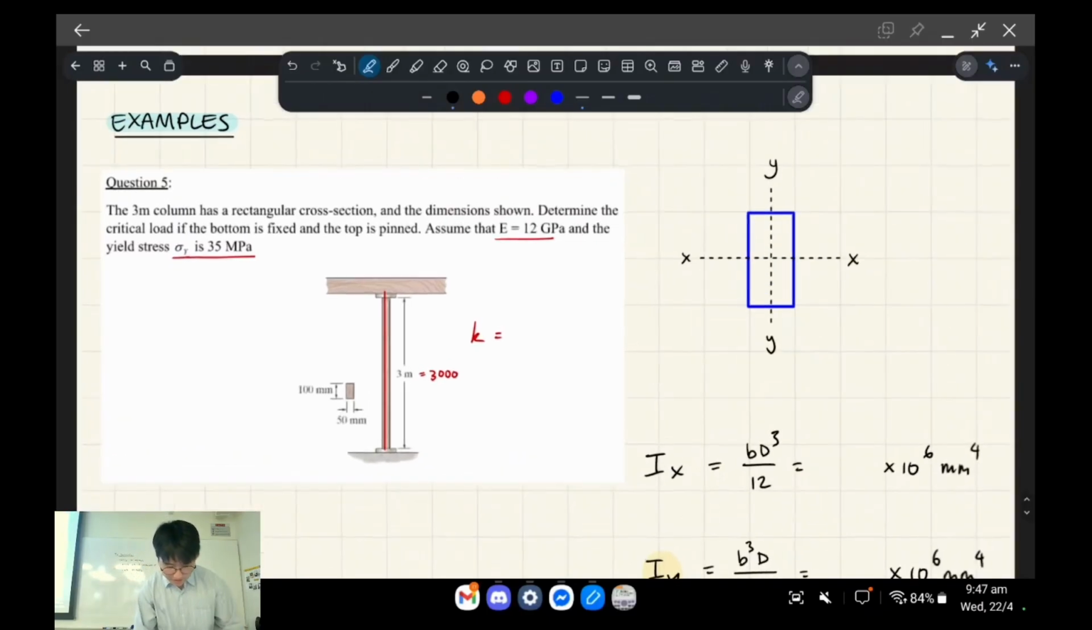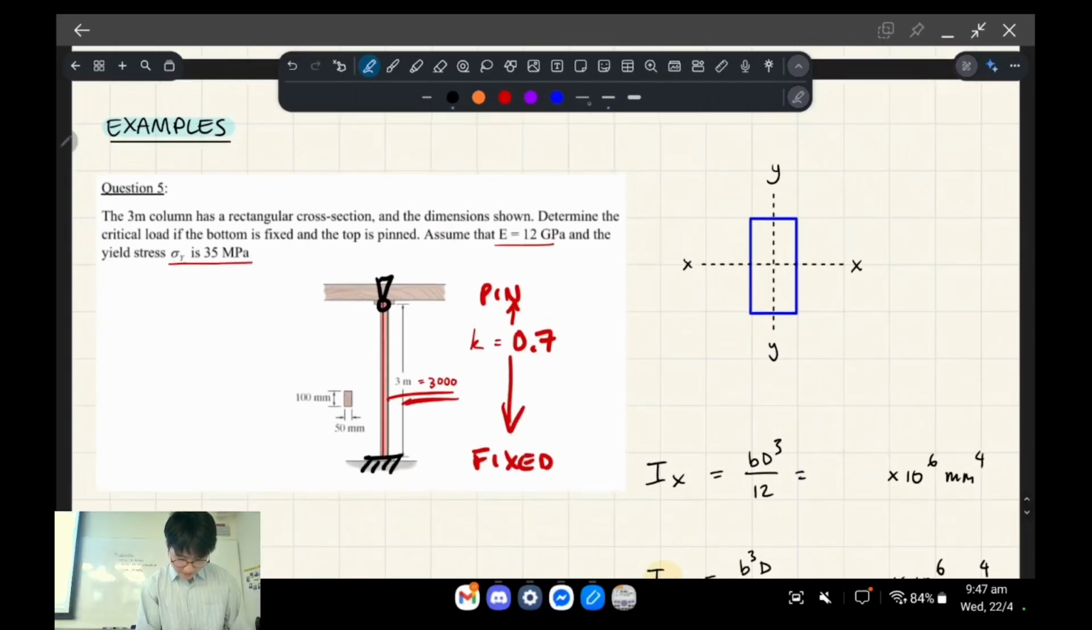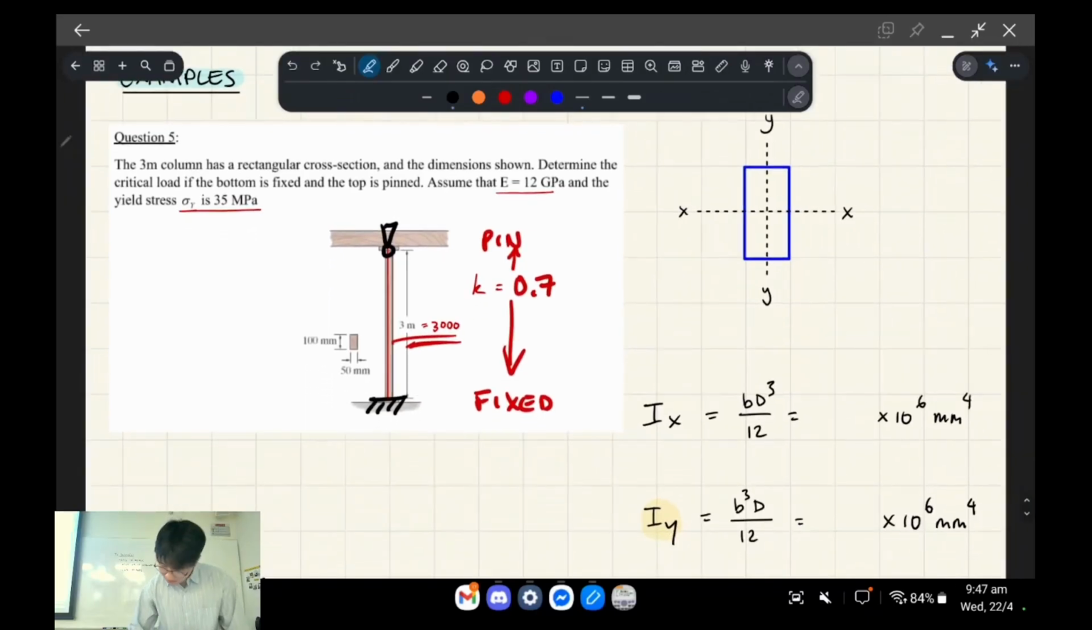Okay, so this question says the bottom is fixed like that, and the top is pinned, right? So we've got pin at the top, we've got fixed at the bottom. If one side's fixed and one side's pinned, in this course we take this as 0.7, okay? And we know that 3 meters is 3,000 mm, okay? Next thing we do is we figure out the geometric properties, okay? So we basically just plug in everything.